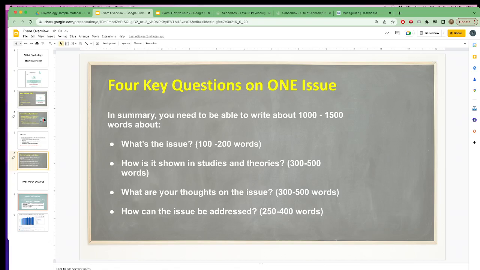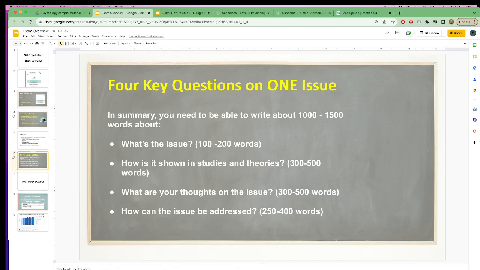So in order to get merit or excellence, you must be showing your knowledge of relevant studies and theories that personify, demonstrate the issue. You need to be able to provide your thoughts on the issue, ideally drawing on this research, the studies and the theories and the real world examples to support it. And then finally talk about, how can we address the issue? So these 4 questions are what needs to guide your research. You have to draw on your content knowledge in order to do well in the exam.